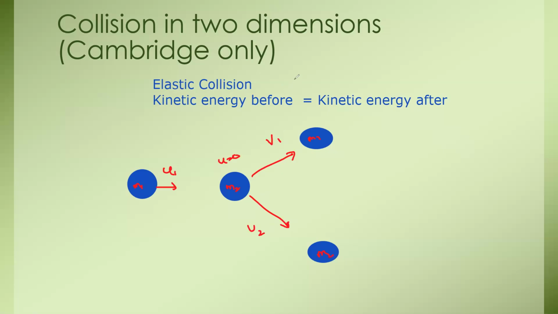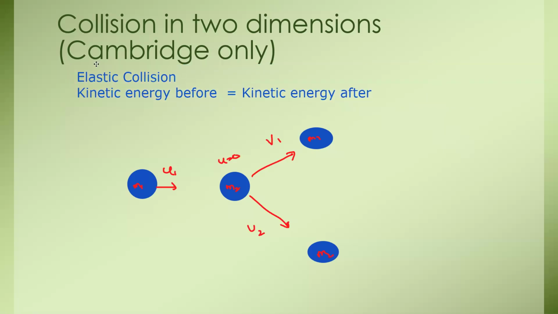When we compare the kinetic energy, we don't bother about these angles. Why don't we bother about the angle? Because kinetic energy is a scalar quantity, and a scalar quantity does not depend on direction. So when I say the kinetic energy before should equal the kinetic energy after, kinetic energy is half m v squared. So I will write half m1 u1 square plus 0. Why 0? Because this object was not moving. This equals the kinetic energy after.